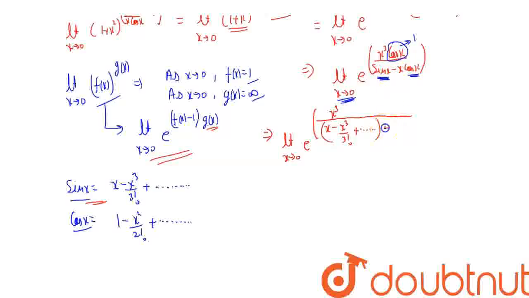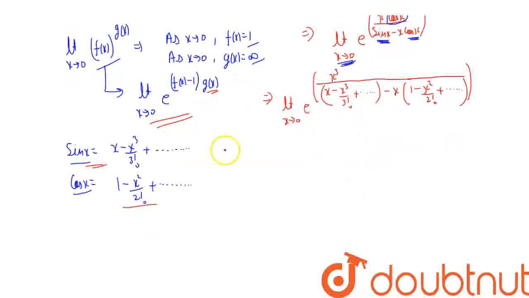And similarly here we have the minus x cos x. So here we have minus x times cos x, and the cos x expansion is this. So we have 1 minus x square by 2 factorial plus, and this also goes on up to infinity like this. So this whole is in the power. So now we are again going to rewrite it and solve this further. So here we have the limit as x tends to 0, e whole raised to the power this thing.